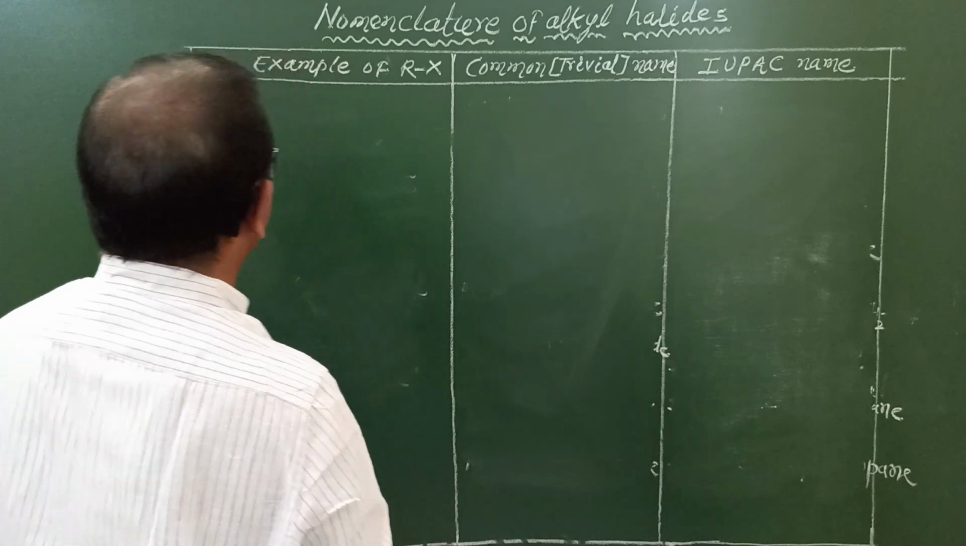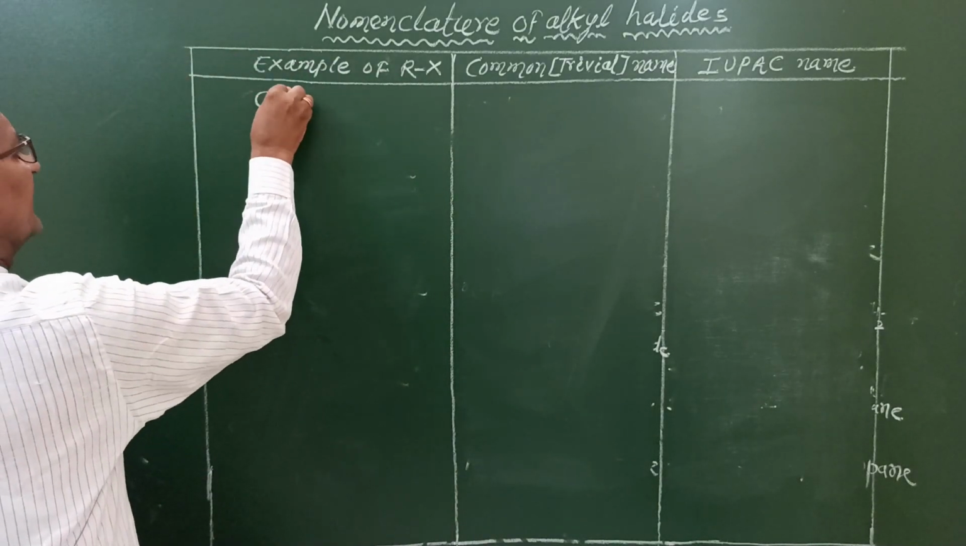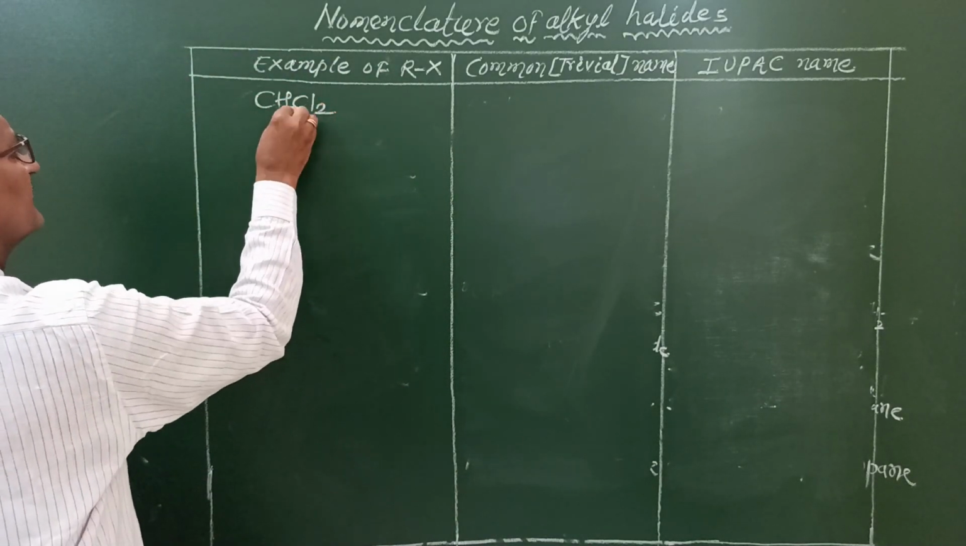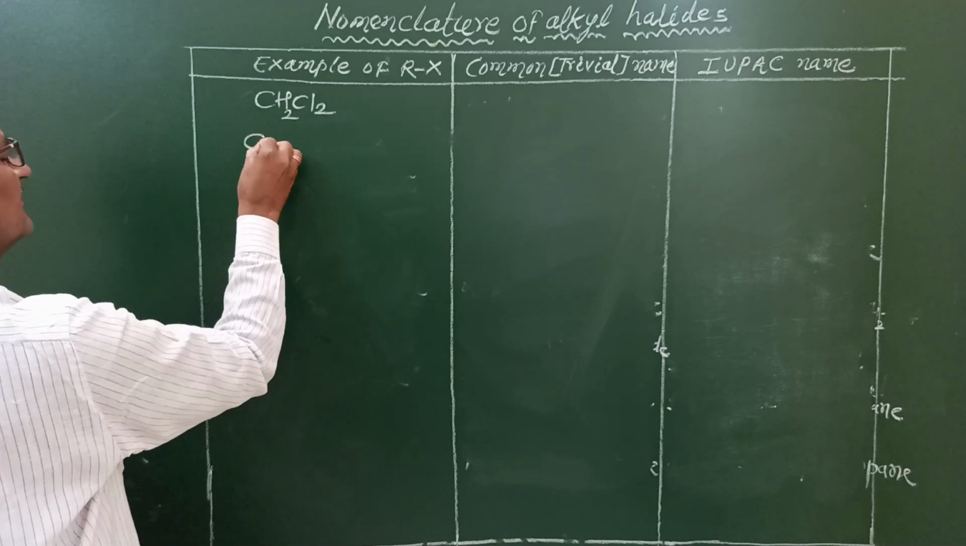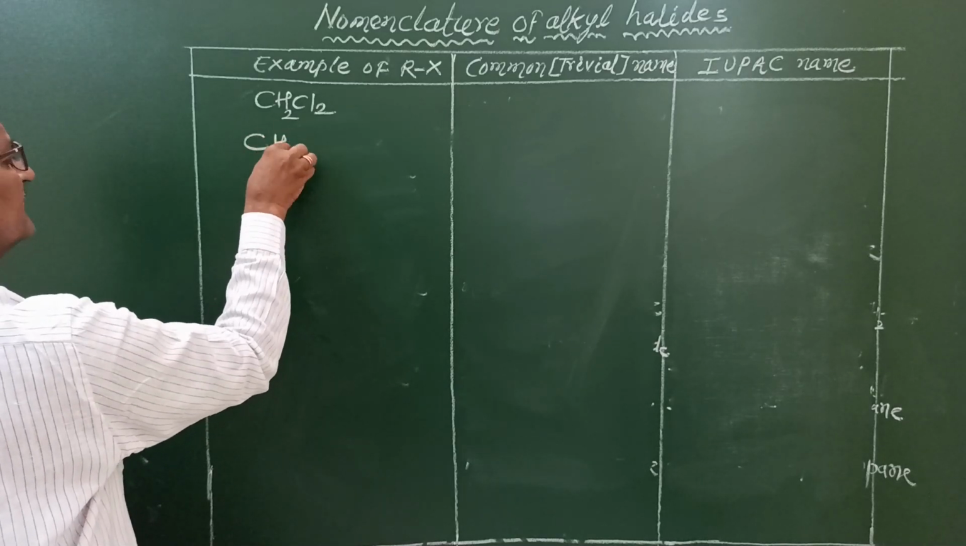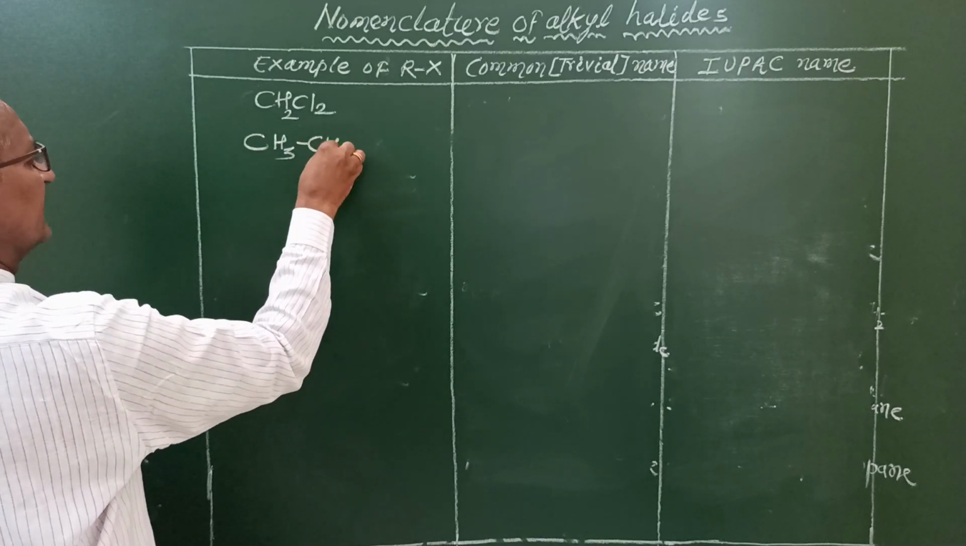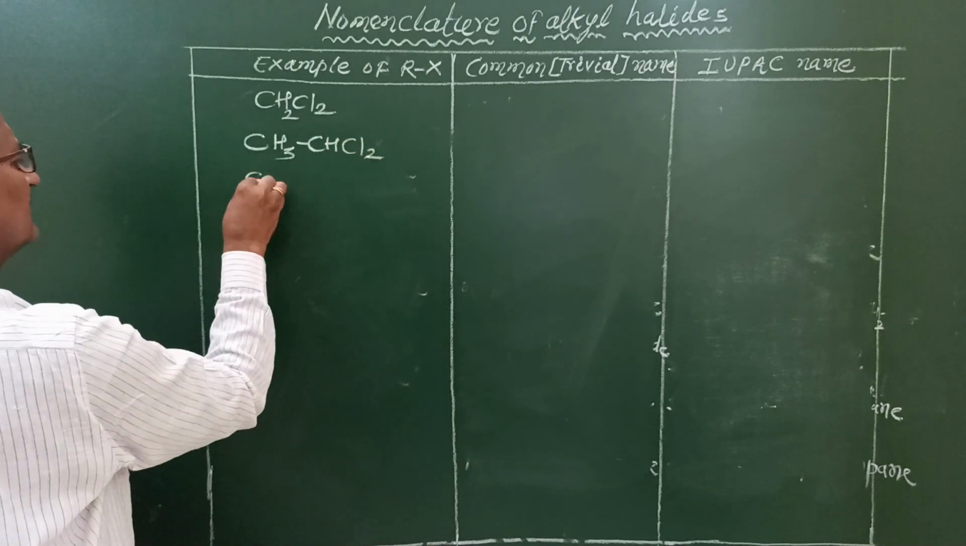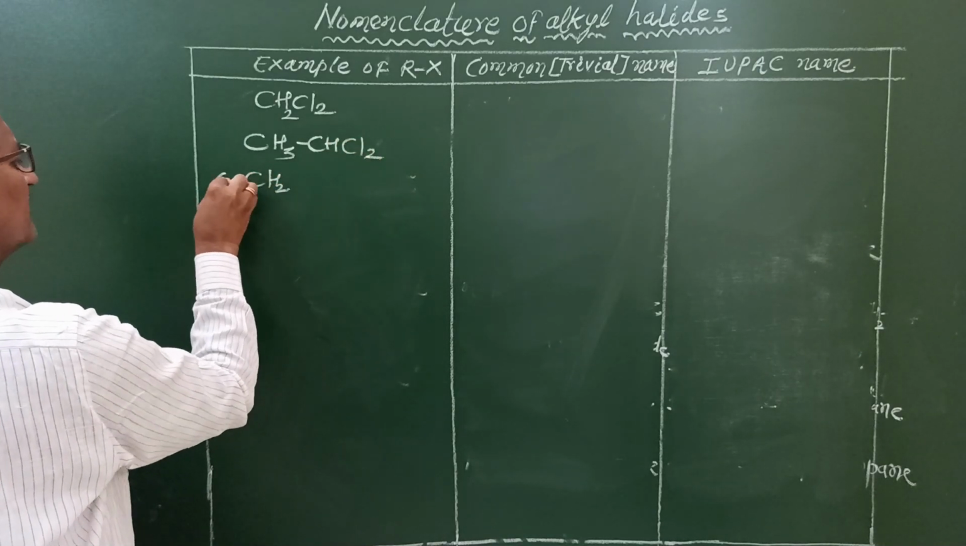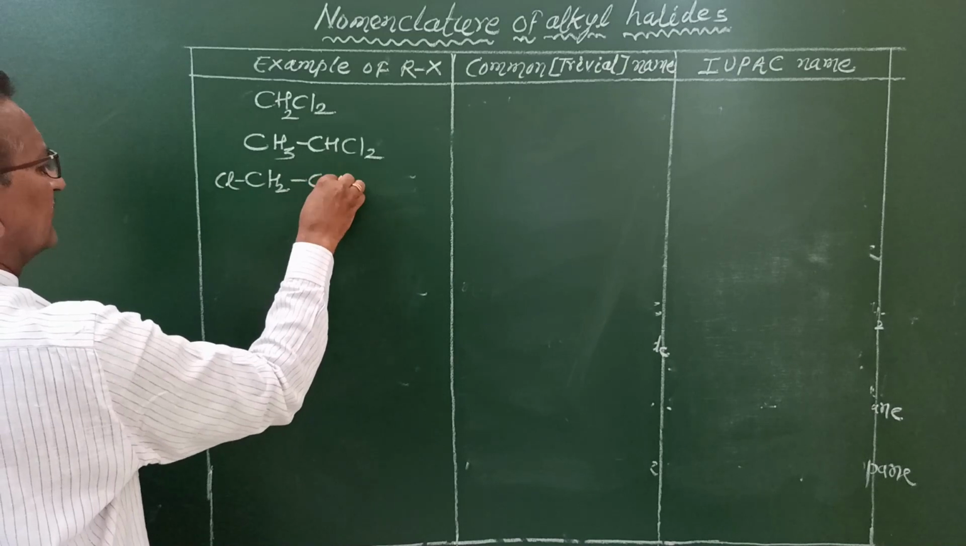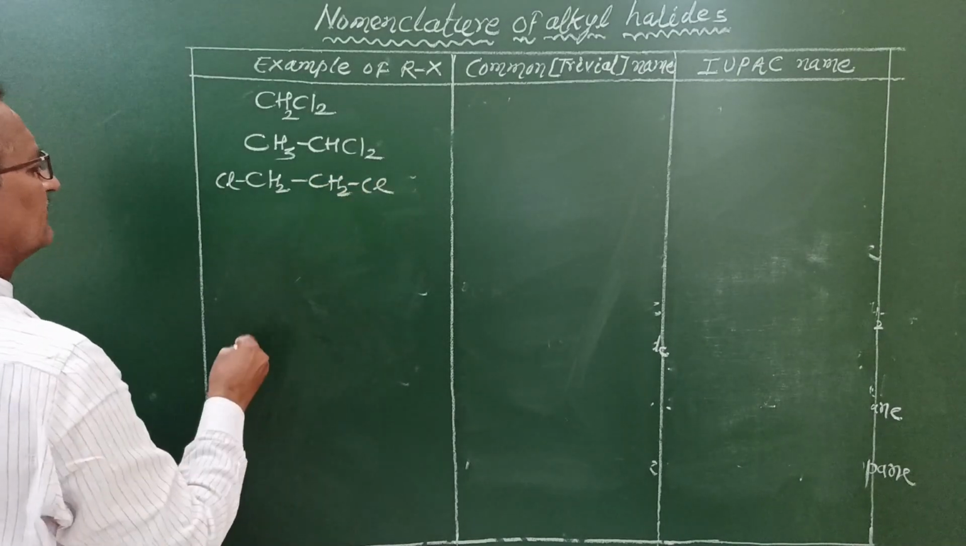Now let us see. CH2Cl2, CH3CHCl2, CH2Cl-CH2Cl, single bond CH2Cl.